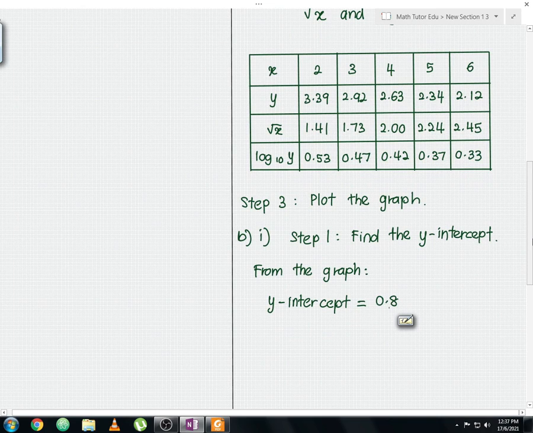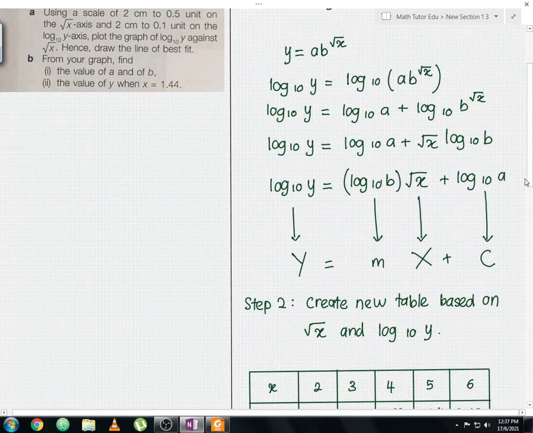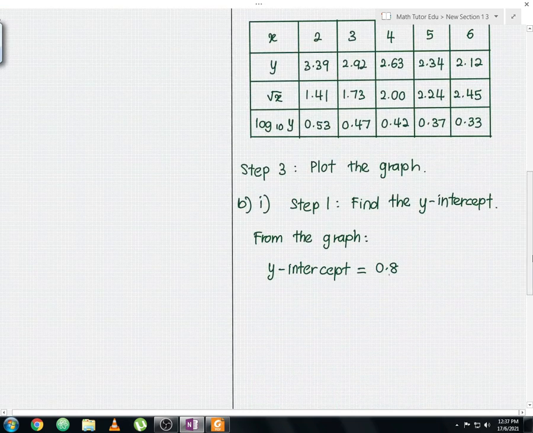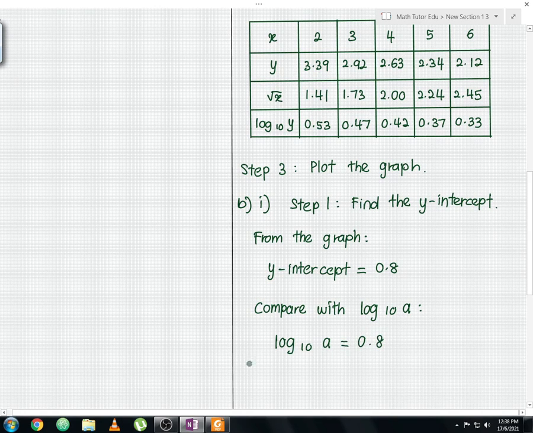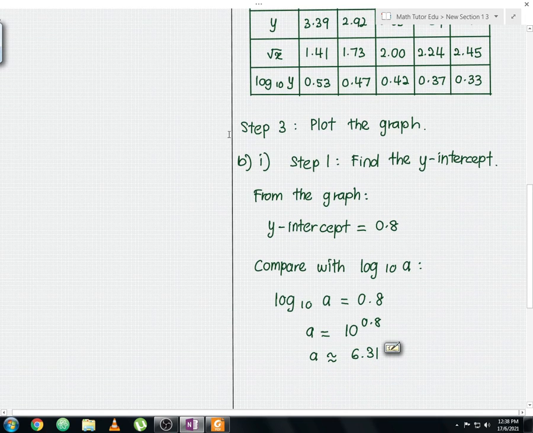Okay, but there is another y-intercept value, guys, that you have already found through the equation, which is log 10a. So for the next step, we are going to compare this log 10a with the y-intercept that we obtained from the graph, and from there we should be able to get the value of a. So from here, compare with log 10a. So log 10a is equal to 0.8. To find a, you perform the anti-log. So from here, 10 to the power of 0.8. You calculate this and you should get the value of a approximately 6.31. Okay, so this is your first solution. Let me underline the solution.